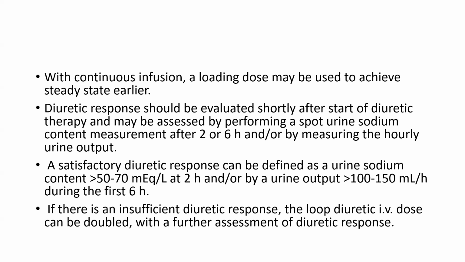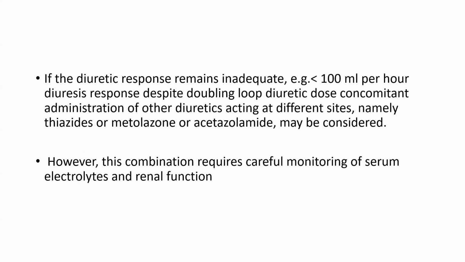If there is insufficient diuretic response, the loop diuretic IV dose can be doubled with further assessment of diuretic response. So if the diuretic response is still inadequate, that is, if the patient is passing less than 100 ml per hour of diuresis despite doubling loop diuretic dose, then we need to think about administering other diuretic that is acting on a different site. So namely, we can add thiazide, metolazone, or acetazolamide. However, this combination requires careful monitoring of the serum electrolyte and renal function.